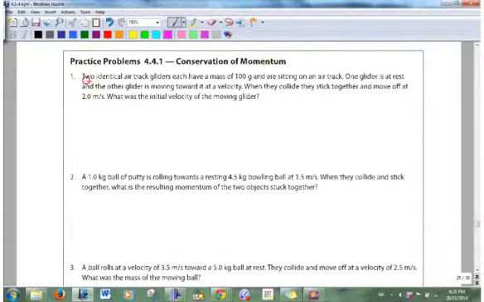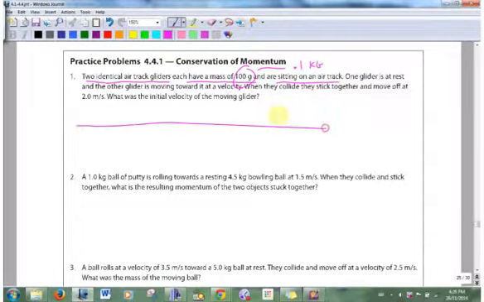Okay. Two identical air track gliders. Each has a mass of 100 grams. First, I want to make that kilograms. Everything needs to be in kilograms, meters per second, or you're going to get the wrong answer. They're sitting on an air track. So here's my air track. I got two of them. Each one has a mass of 0.1. I'm not even going to put units here.